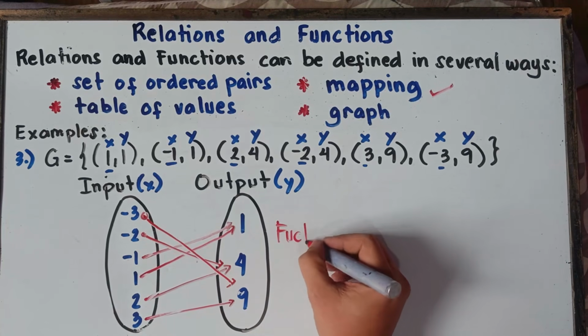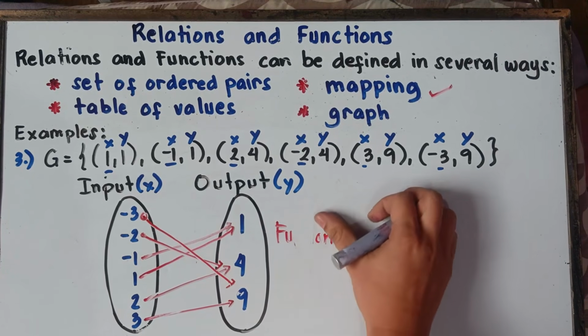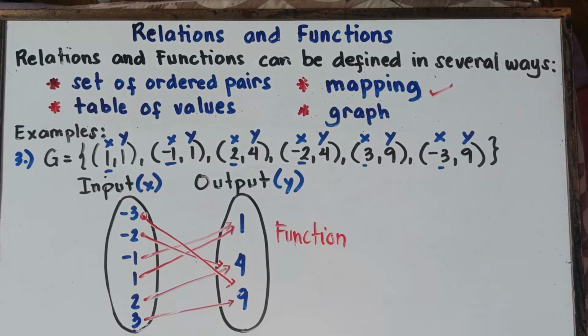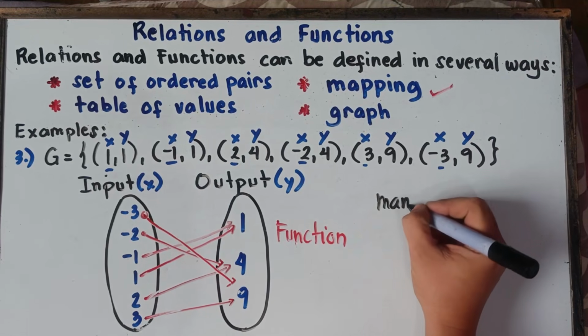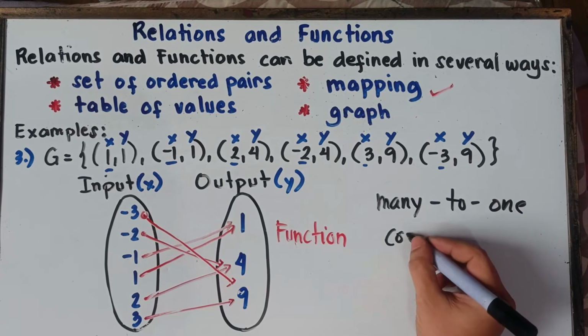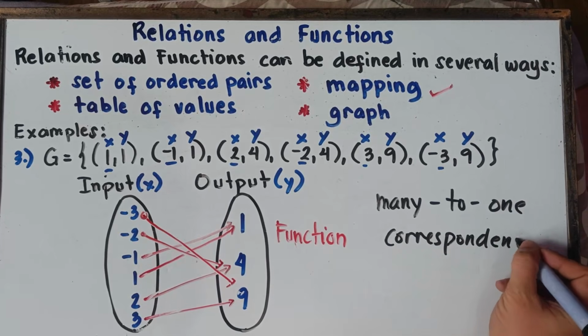Easy as that, class. That's the quick and easy way, class. This will be a function, and we call this one many-to-one correspondence. And that's it, because we're all set.